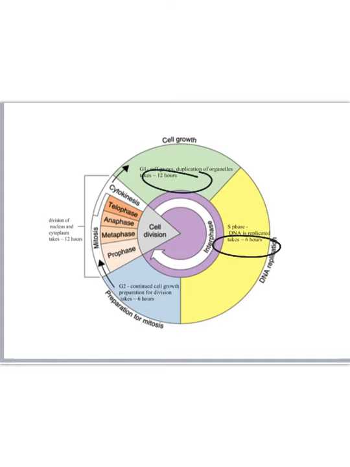Hopefully now you can answer our true-false question, which is: cells spend the majority of their time in cell division. So here's our cell division, also understanding that cell division includes mitosis and cytokinesis.